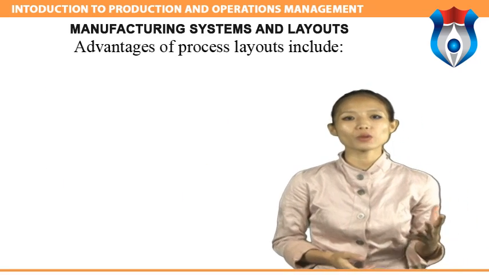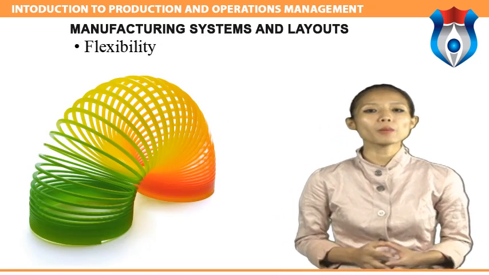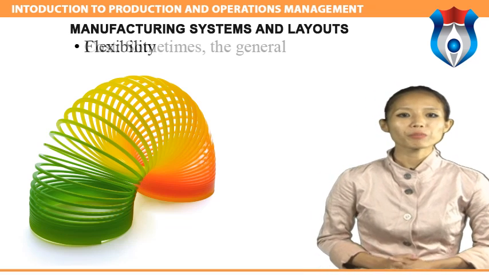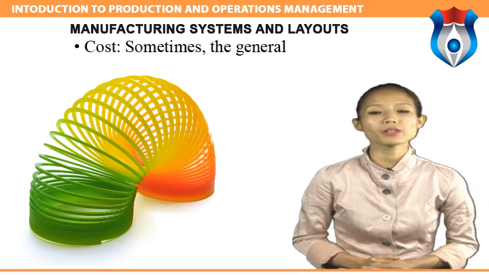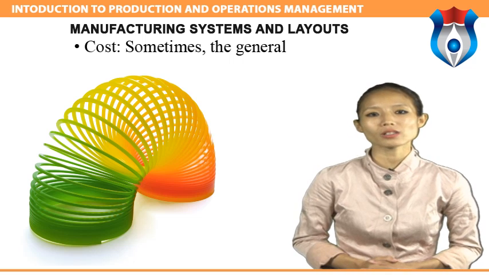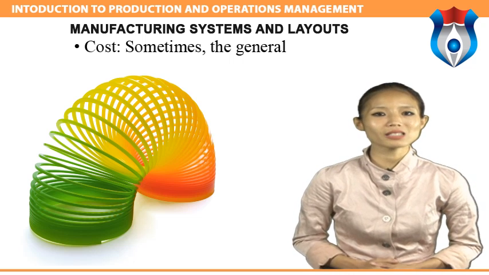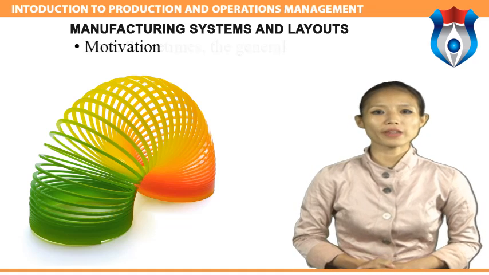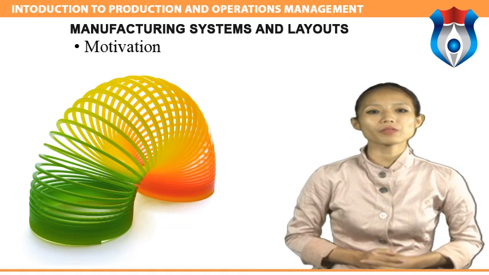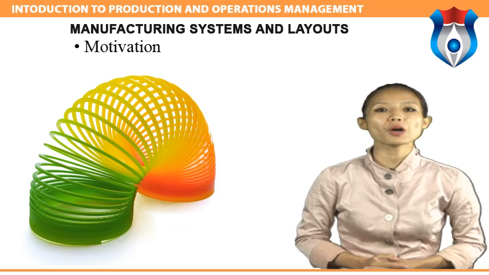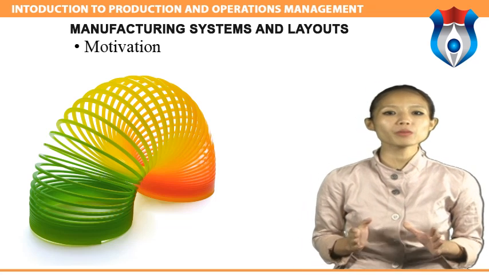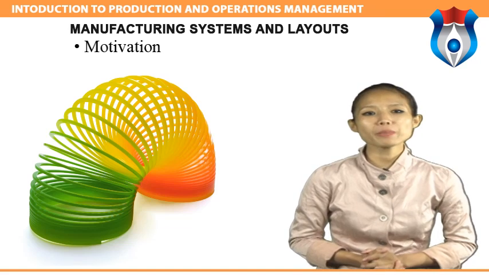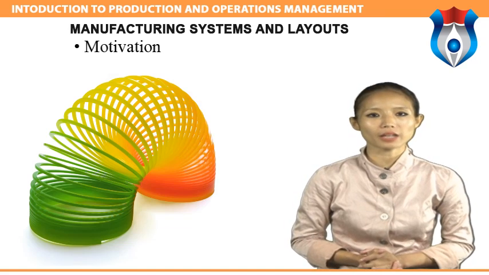Advantages of process layout include flexibility. The firm has the ability to handle a variety of process requirements. Cost: sometimes the general purpose equipment utilized may be less costly to purchase and less costly and easier to maintain than specialized equipment. Motivation: employees in this type of layout will probably be able to perform a variety of tasks on multiple machines, as opposed to the boredom of performing a repetitive task on an assembly line.